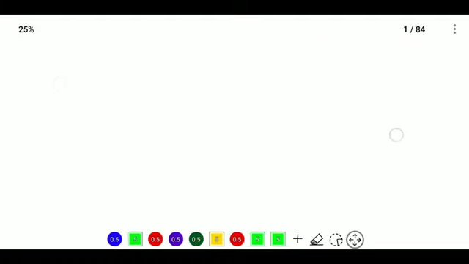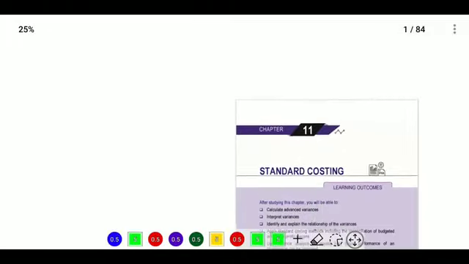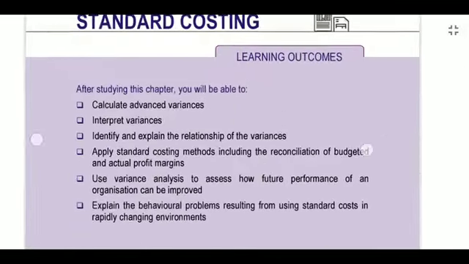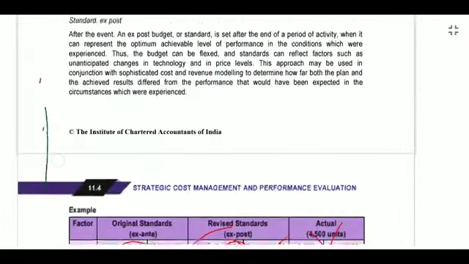Where has it gone here? Hey. Came here. Full screen. Okay. Here, where we are.